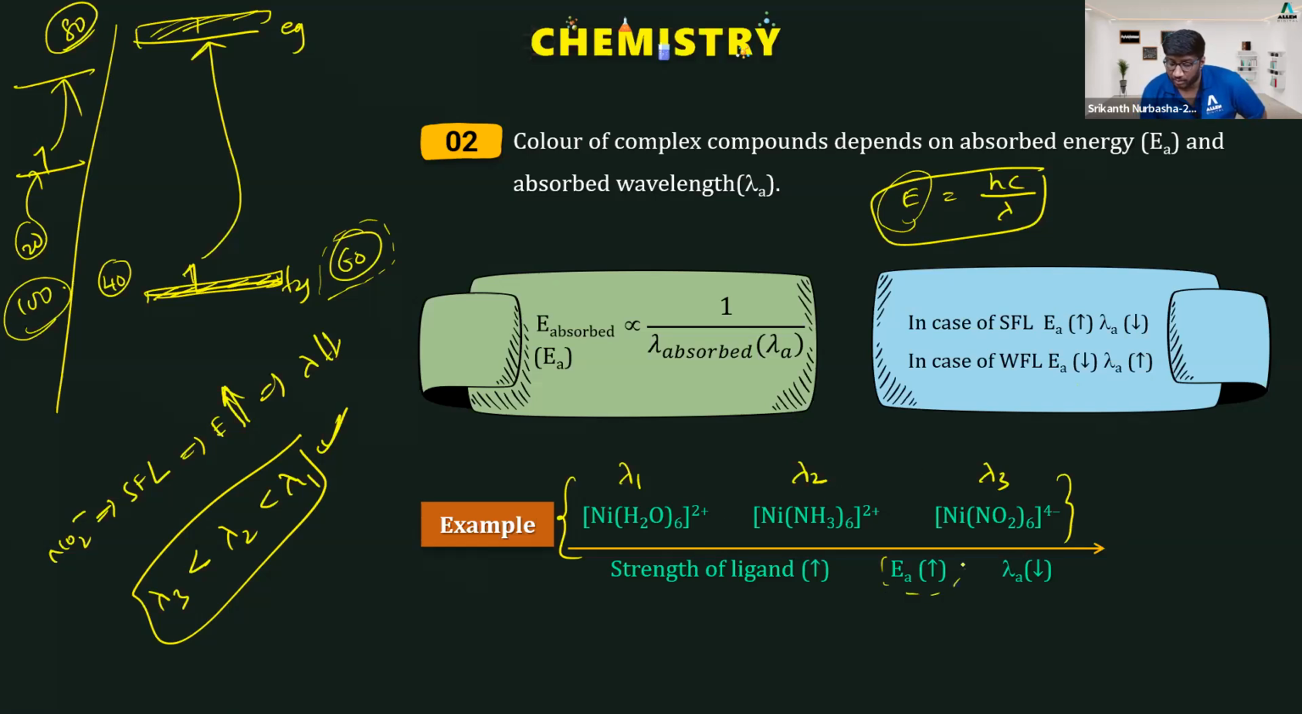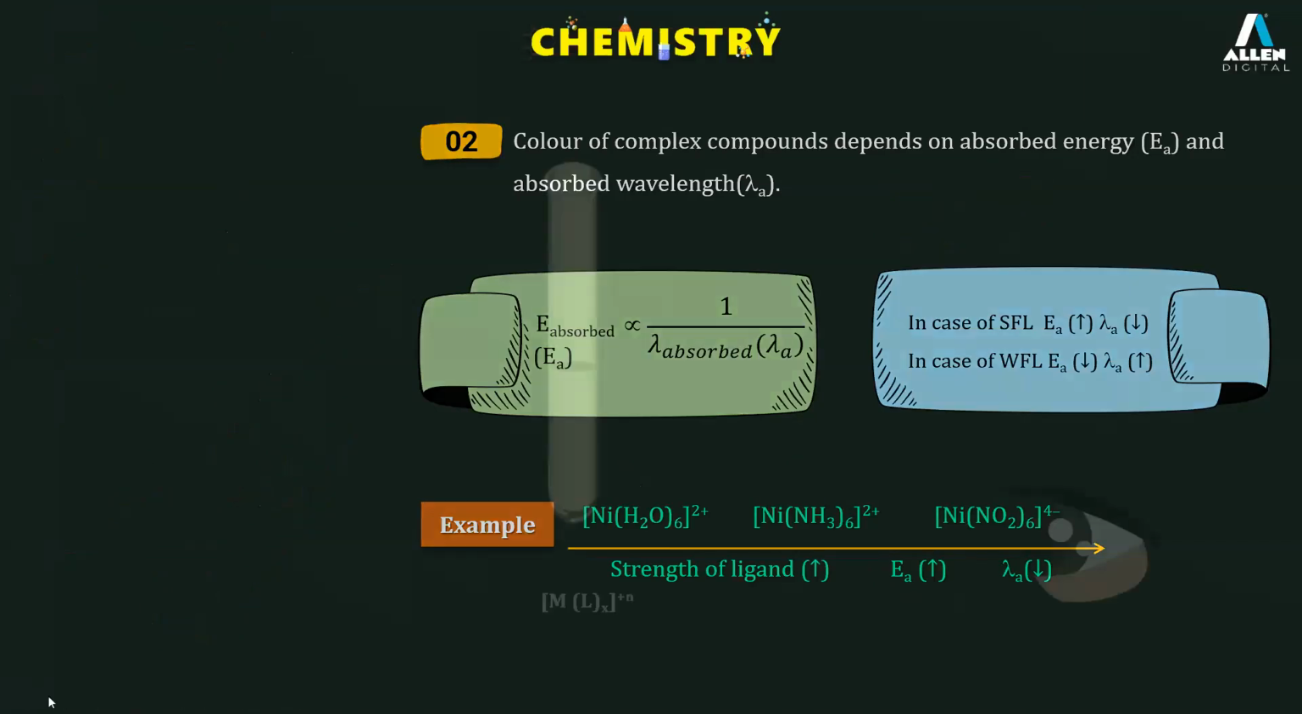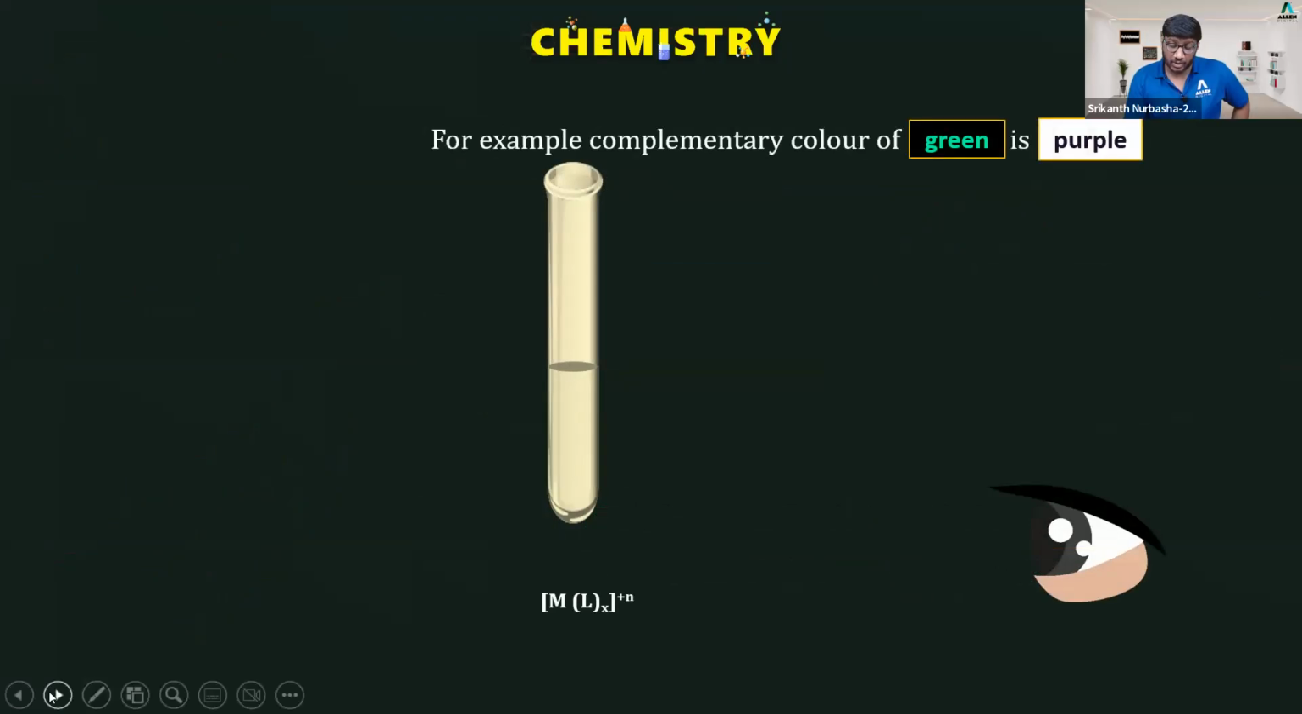Energy absorbed, based on the ligand strength, you can compare. Nandana, got it or not? Among these three, lambda 1 is highest, then lambda 2, then lambda 3. I said increasing order, so lambda 3, lambda 2, lambda 1. Yes, sir. Yes, very good.